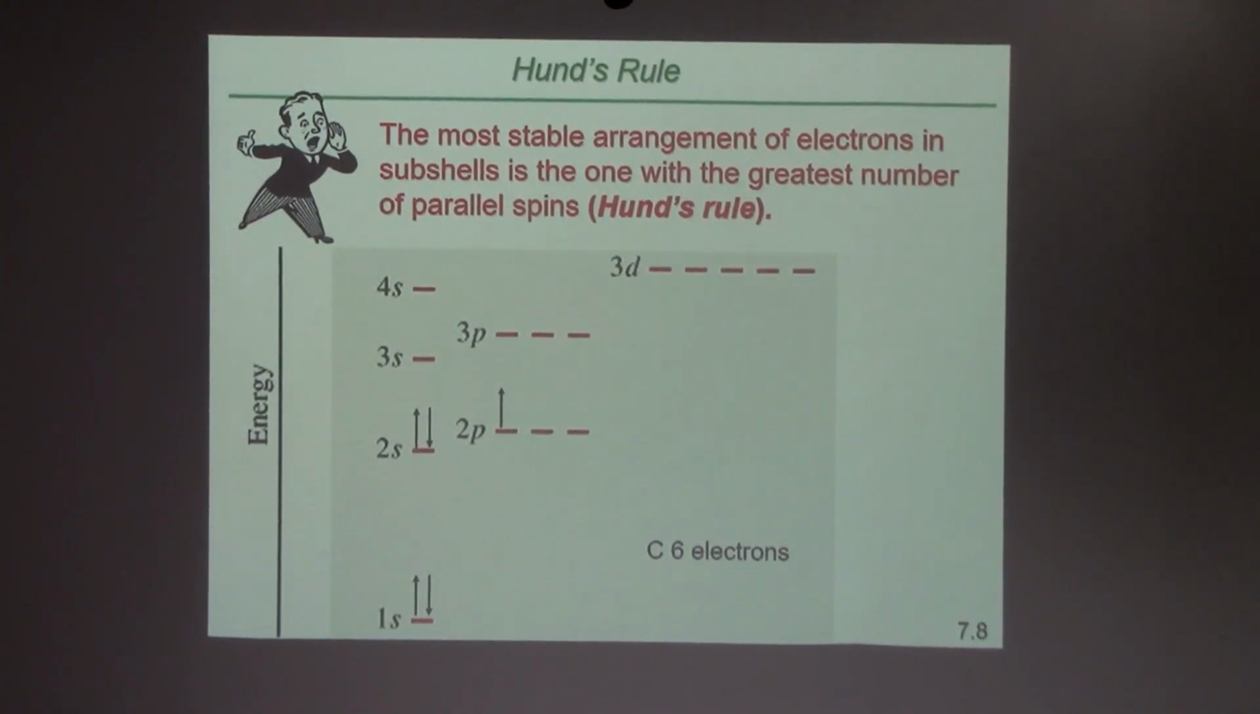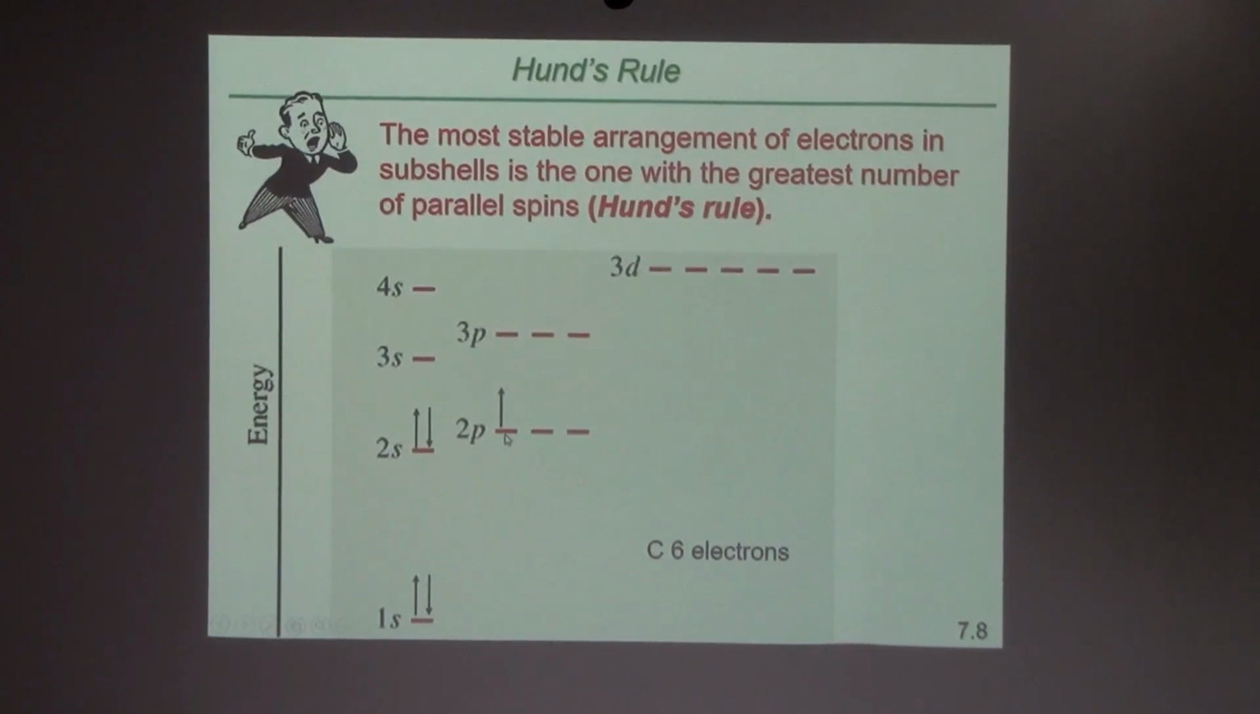So the first two electrons are going to be in the 1s orbital. The other two will go in the 2s orbital. And the other two are going in the 2p orbital. Remember, we have three 2p orbitals, 1, 2, 3. They are all of equal energy. They have the same shape, same size. The only difference between them is the orientation in space.